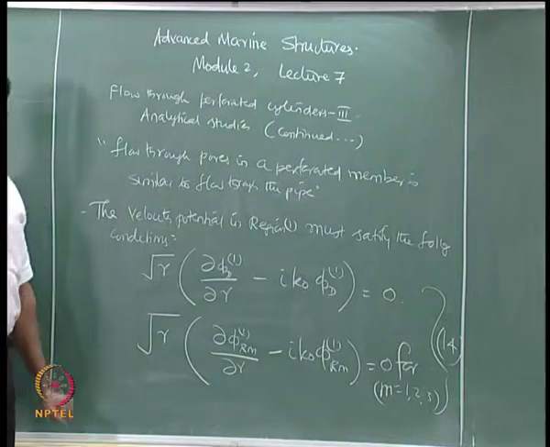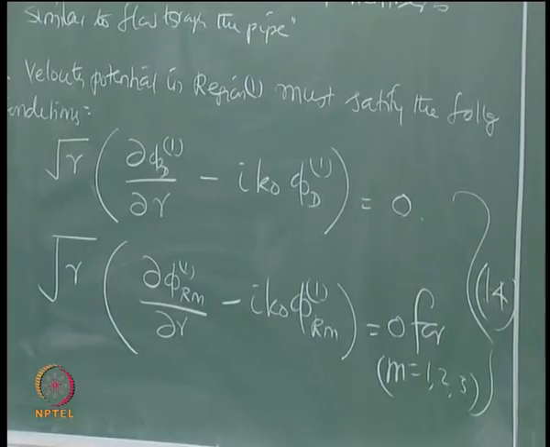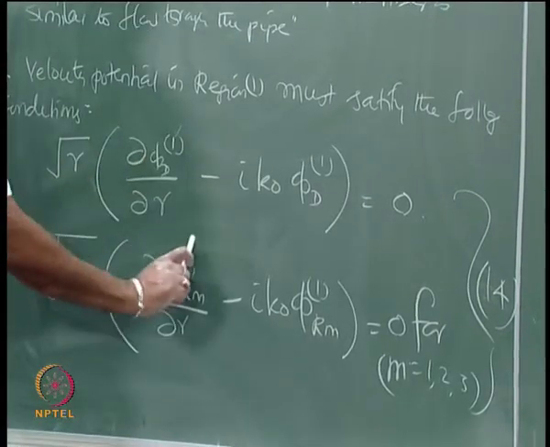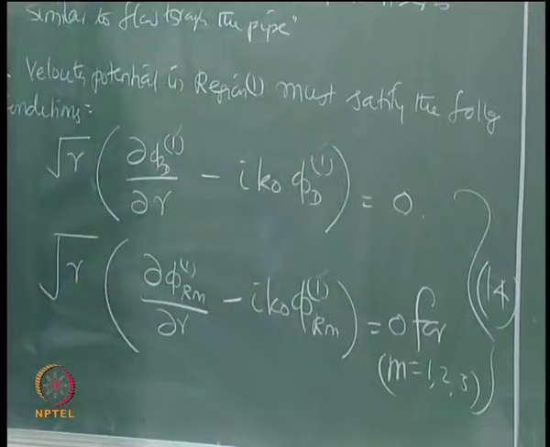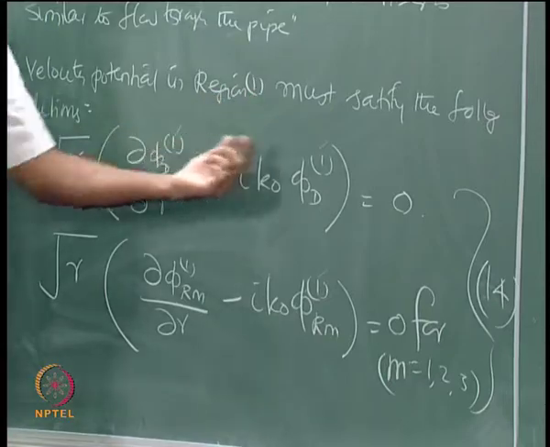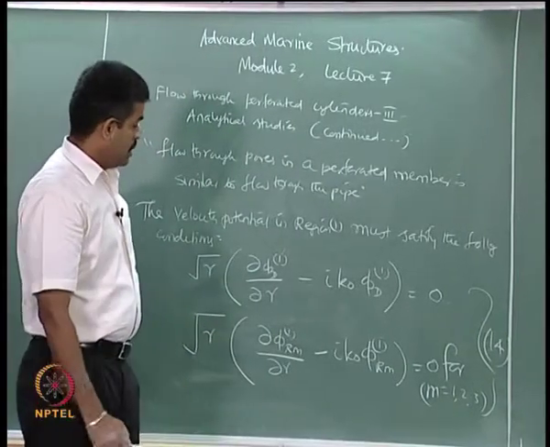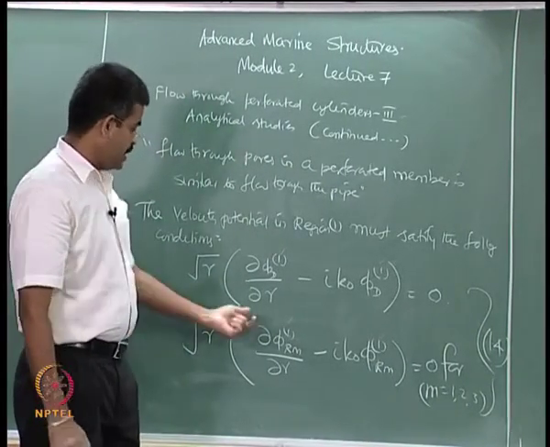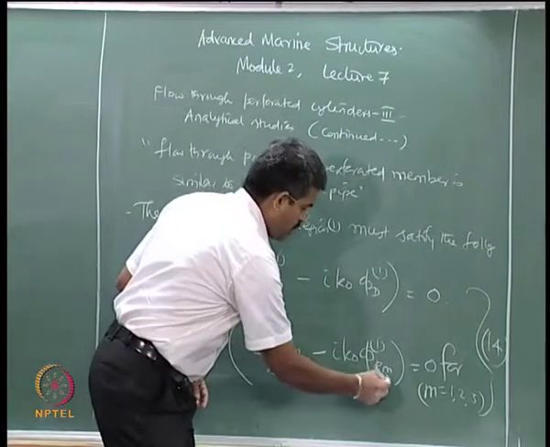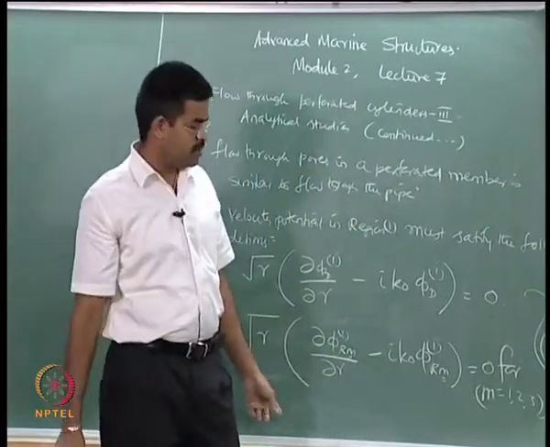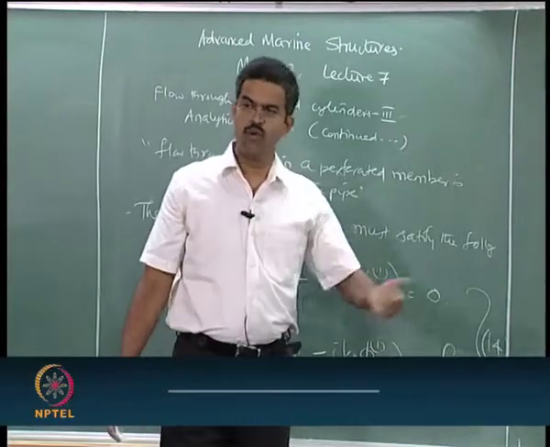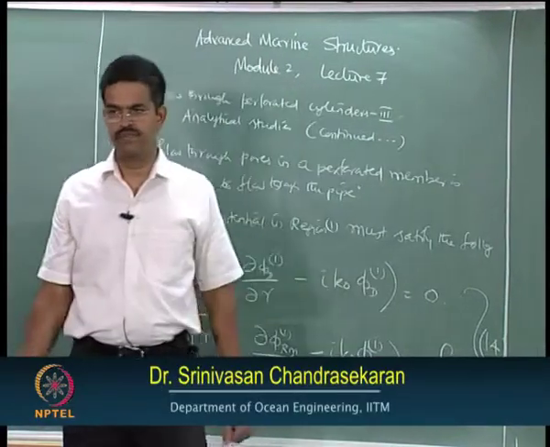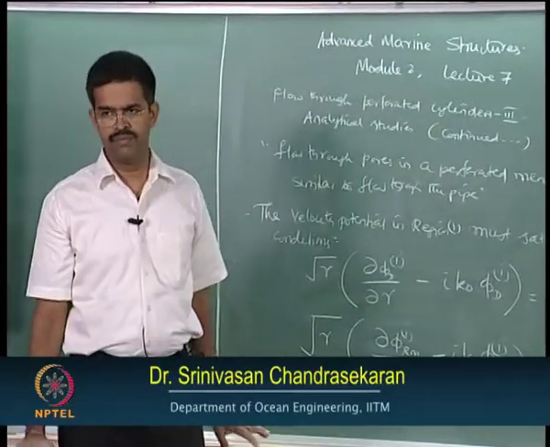Carefully try to understand the symbol or convention. The superscript brackets all stand for regions 1, 2 and 3. I am talking about the region 1 here, so I am using 1 here. In case of the radiation potential, I have also another count m which is standing for the number of modes 1, 2 and 3.